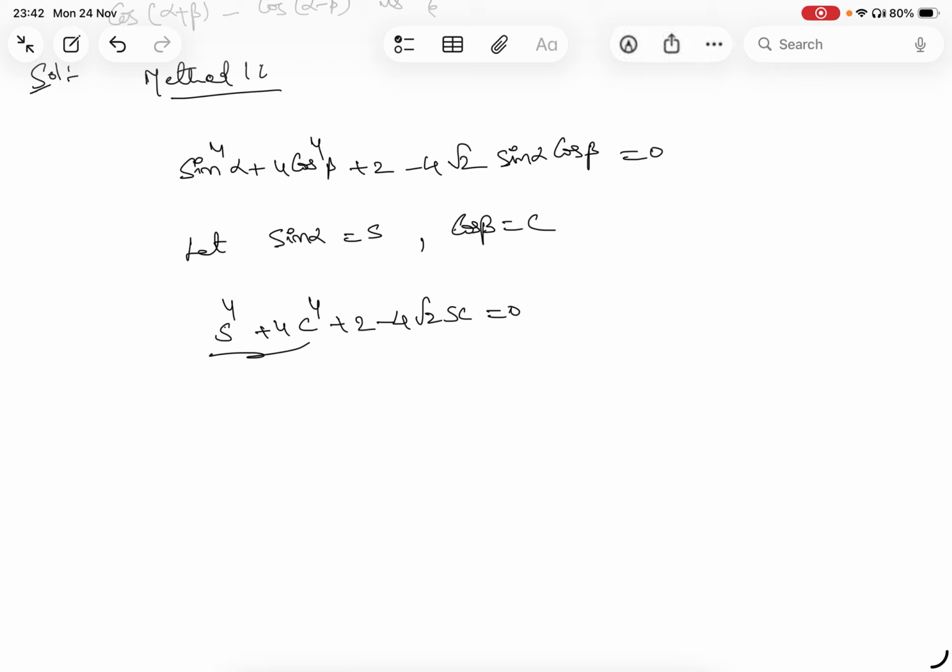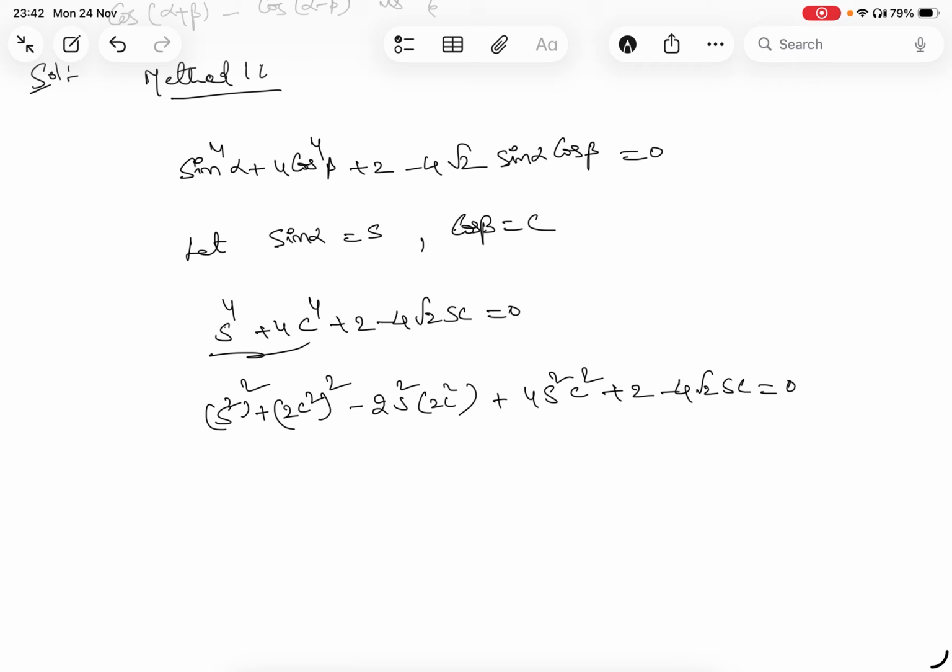Now you can see these first two terms. Let's try to write them in the form of (a + b) whole square. This can be written as (S²)² + (2C²)², which is 4C⁴. Then you can write minus 2 into S² into 2C². So you are adding this extra term 2S² into 2C², so you need to compensate with the same term, which is 4S²C², and the remaining terms are plus 2 − 4√2 SC = 0.